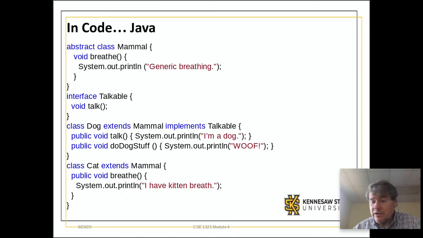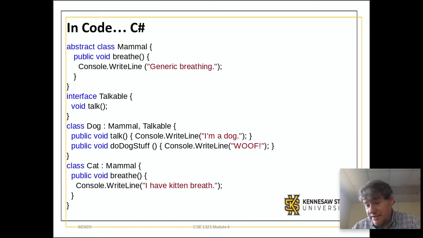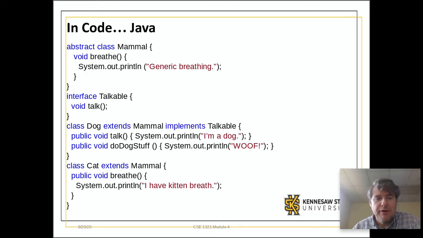Okay, so let's take a look at that exact example, but this time we're going to look at it in Java, and then we're going to look at it in C#. All right, so we begin with this abstract class for mammal. And again, it is abstract because there would be at least one thing that is abstract about this class.